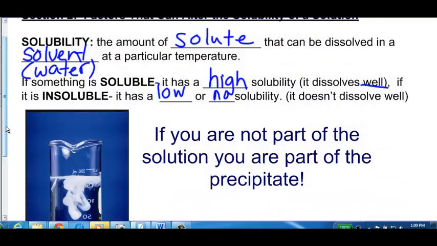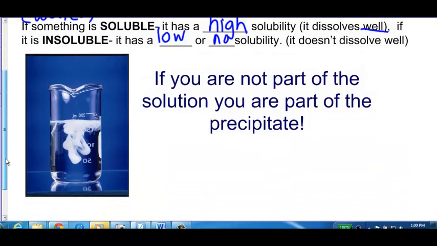Solubility is the amount of solute that you can dissolve in a solvent at a particular temperature. If something is soluble, that means it dissolves well and has a high solubility. If something's insoluble, that means it dissolves poorly and has a low or no solubility. It doesn't dissolve well. So you've used those terms in your lab today, and I just wanted to make sure that we had those down in our notes. We'll talk more tomorrow in our video about the factors that affect whether or not something's going to dissolve.